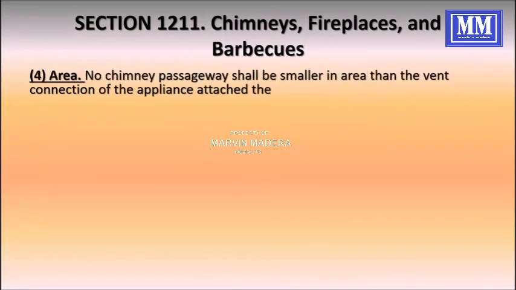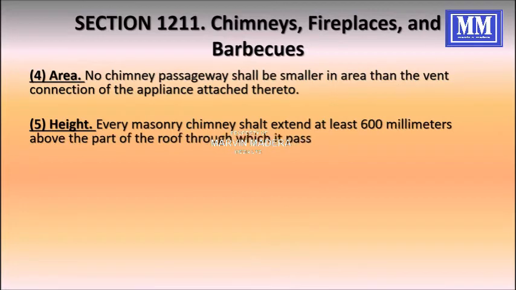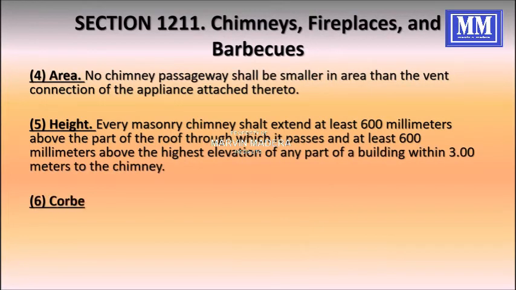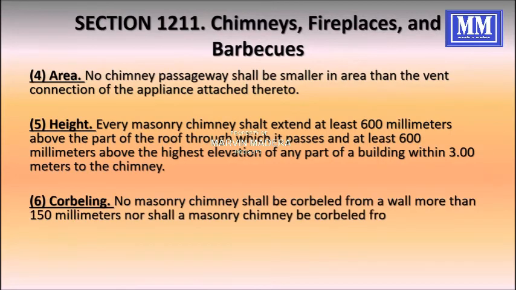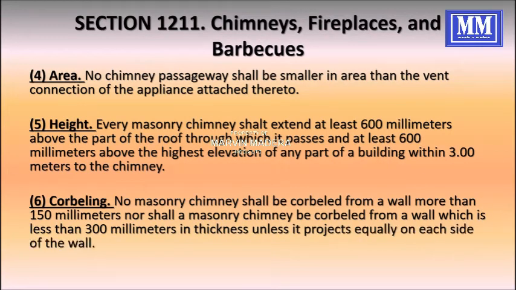No chimney passageway shall be smaller in area than the vent connection of the appliance attached thereto. Every masonry chimney shall extend at least 600 millimeters above the part of the roof through which it passes and at least 600 millimeters above the highest elevation of any part of the building within 3 meters of the chimney. No masonry chimney shall be corbelled from a wall more than 150 millimeters, nor shall a masonry chimney be corbelled from a wall which is less than 300 millimeters in thickness unless it projects equally on each side of the wall.